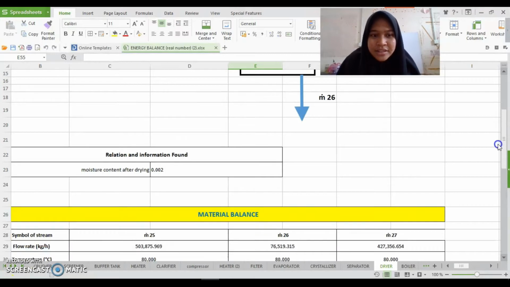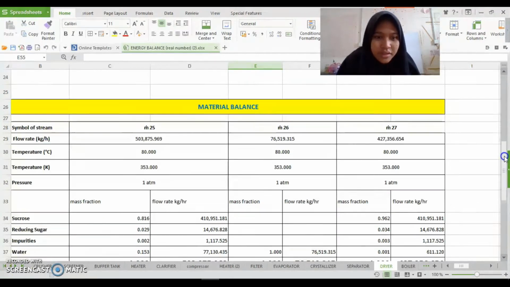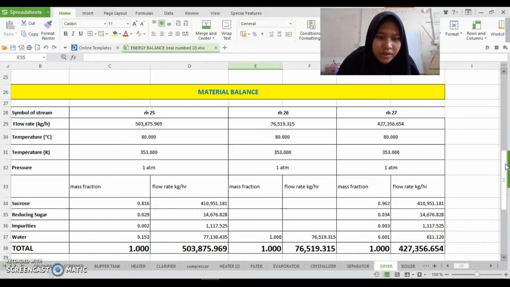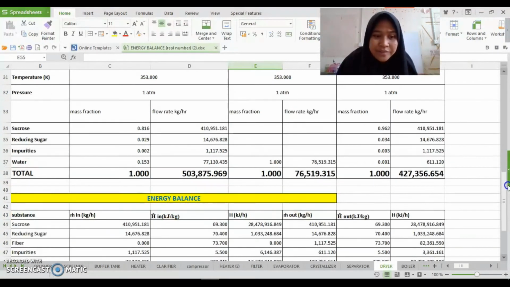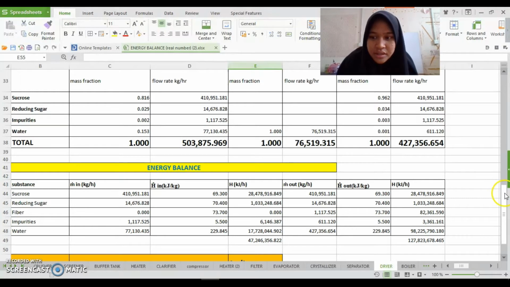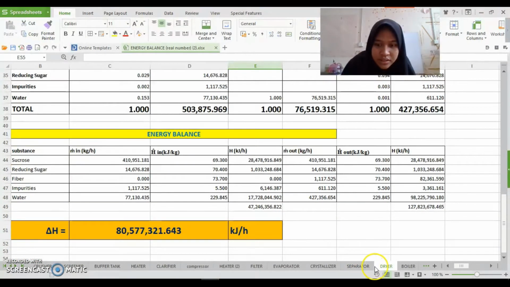Next, in the dryer, the mass flow rate in the dryer is around 503,000. Mass flow rate out, first mass flow rate out is 437,000, and the other mass flow rate out is 76,000, and the energy balance, the enthalpy used in the dryer is around 18 million kilojoule per hour.